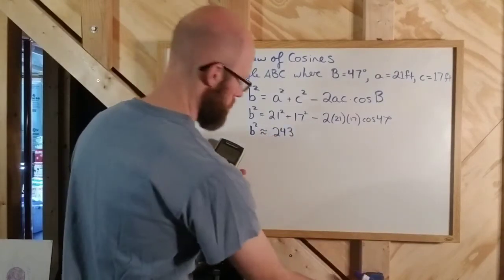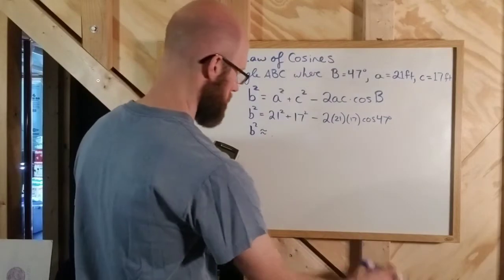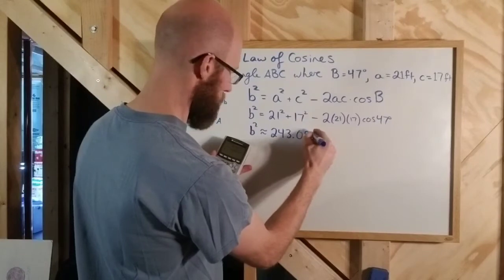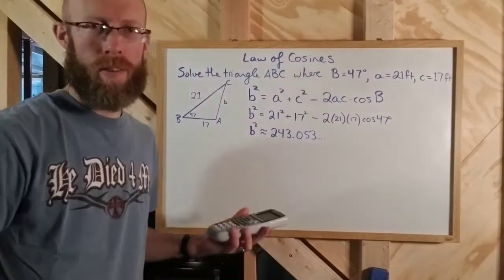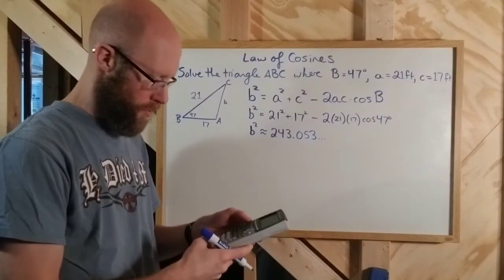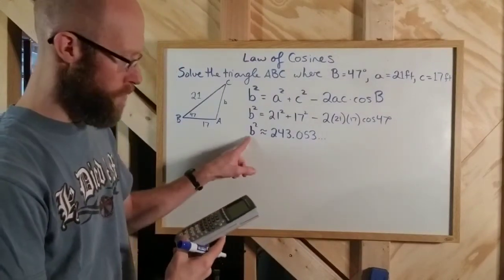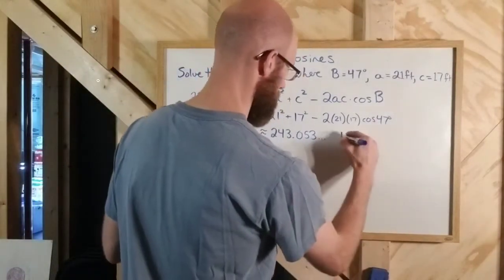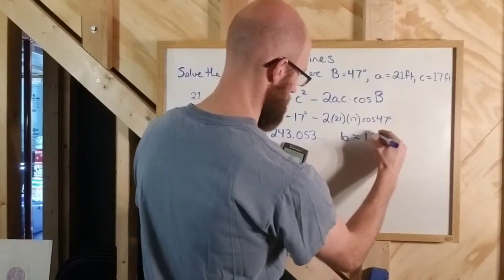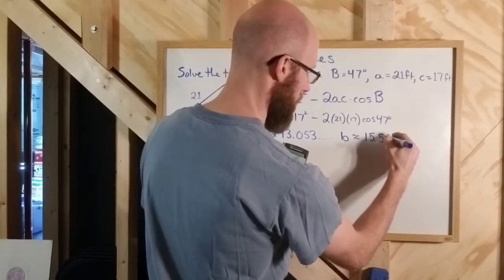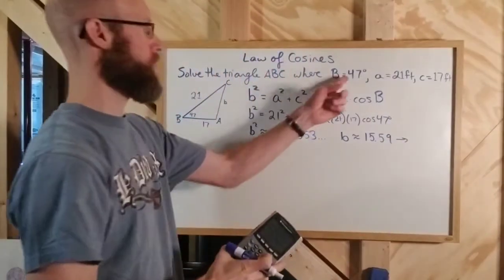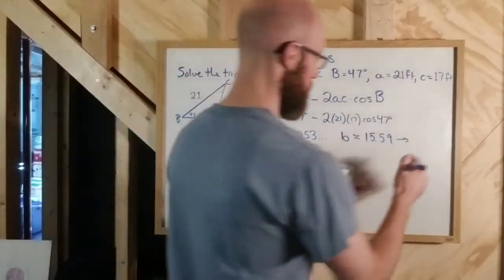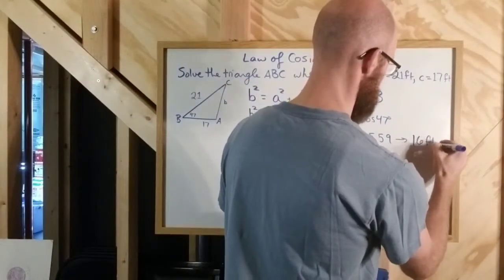243. It's a weird mark on my whiteboard there. It looks like a decimal, but it's not. I better move that. 243.053... Anyway, it's basically 243. When I take the square root of that answer to solve for B, we're going to get about 15.6. Okay, so B is approximately 15.59, but because everything is rounded to the nearest whole number in my original numbers, I'm going to round that off to 16. So B is approximately 16 feet.